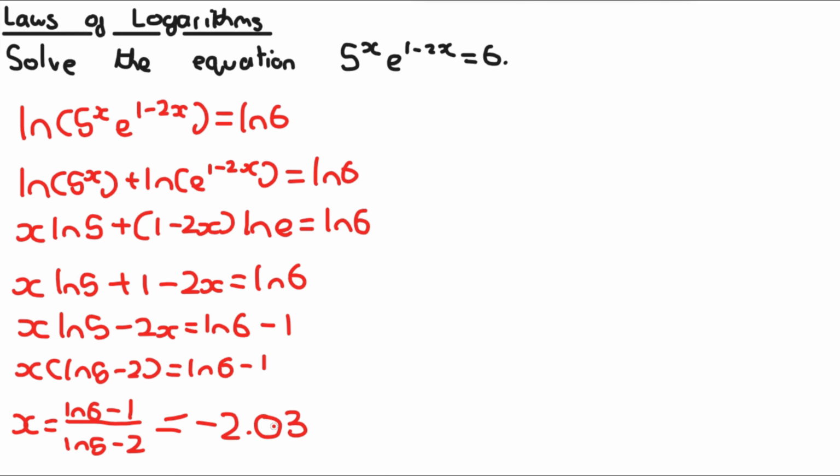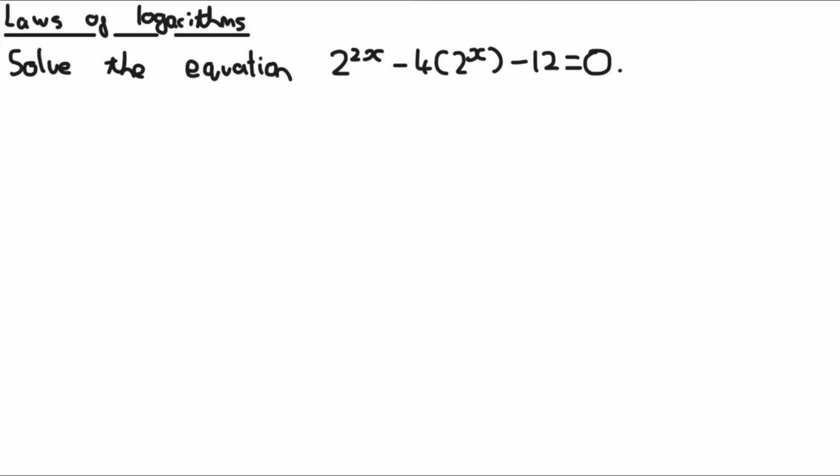2.03. So the final type of question they could ask you is of the quadratic type, and these aren't that bad as long as you understand what is happening, what they've given to you, and especially when you start working these out, use a substitution. This really helped me at the start. So here's an example of this where we have 2 to the power of 2x minus 4 and then 2 to the power of x minus 12 is equal to 0.